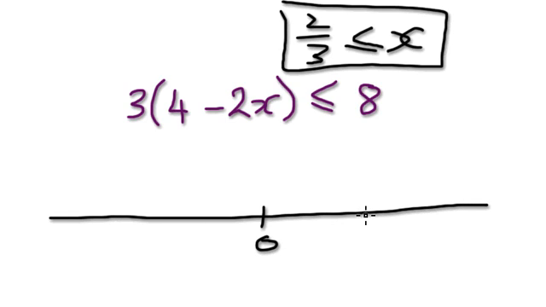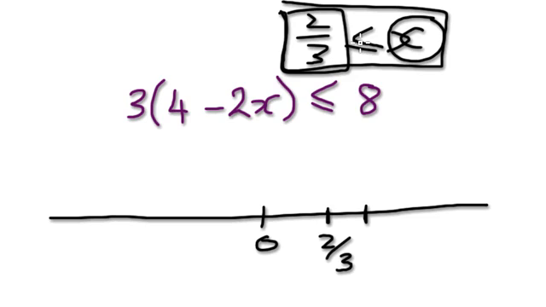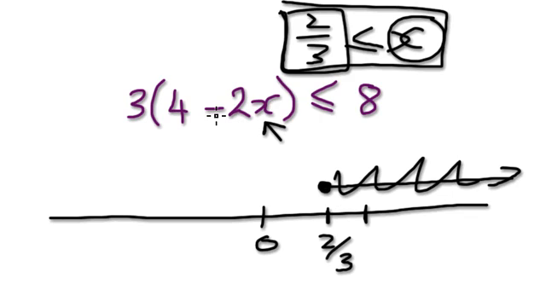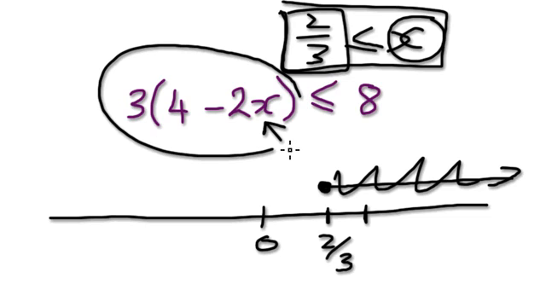Your number line, this here is less than 1, so 1 would be around here. This here would be 2 over 3, I'm going to say around here. Okay, now look at this. The x here is greater than or equal to 2 over 3. So basically, if you choose any number in this region here, any region on this side, if you put it into the x here, this whole thing here will be less than or equal to 8.